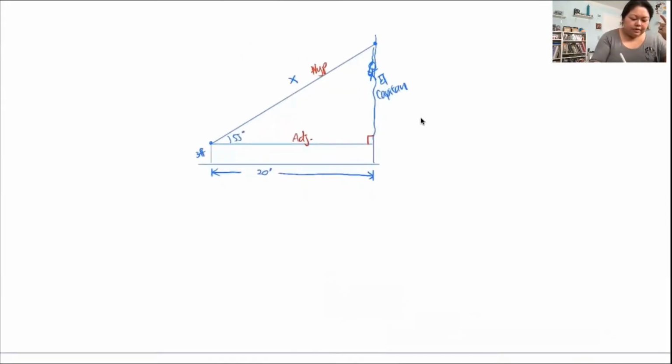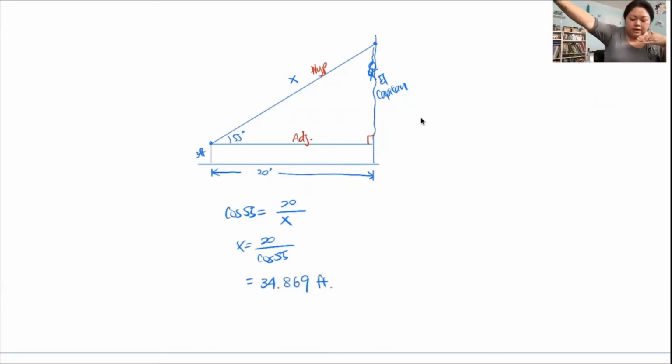Now I'm going to set this up: cosine of 55 equals adjacent over hypotenuse. Because we're not solving for a missing angle, we're solving for a side, we're using just cosine. And go ahead and swap the values because x, the variable we're looking for, is in the denominator. So x equals 20 over cosine of 55. So you have 20 divided by cosine of 55. That gives me the hypotenuse of 34.869 feet.